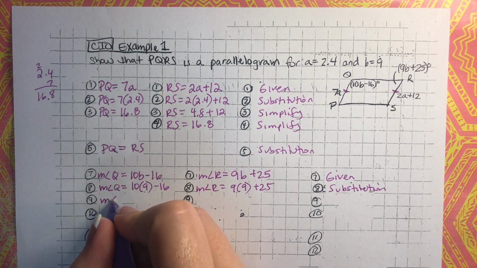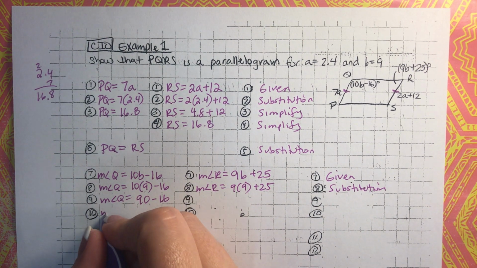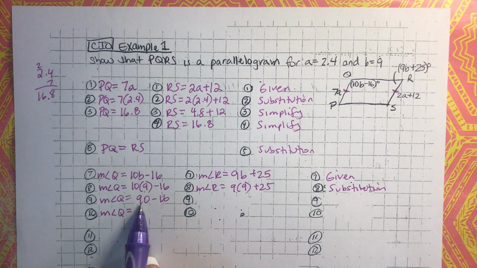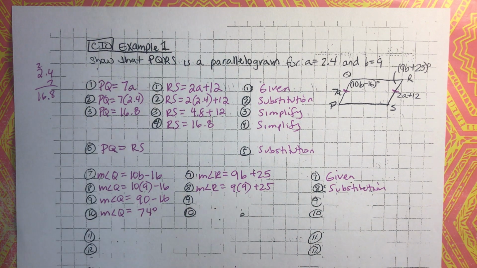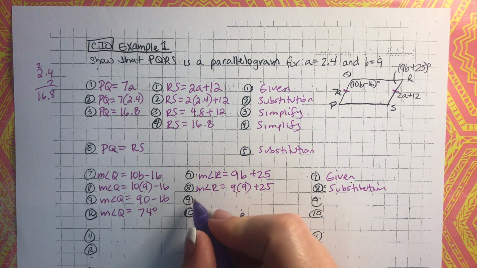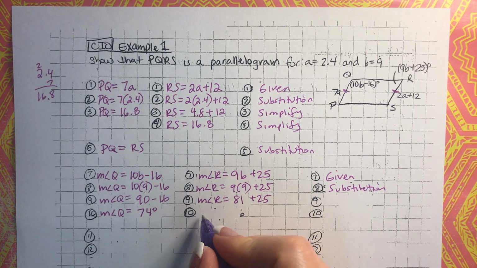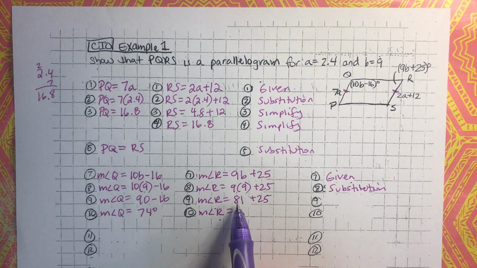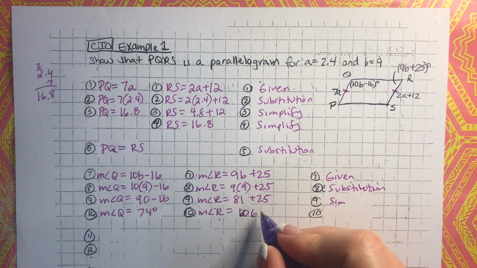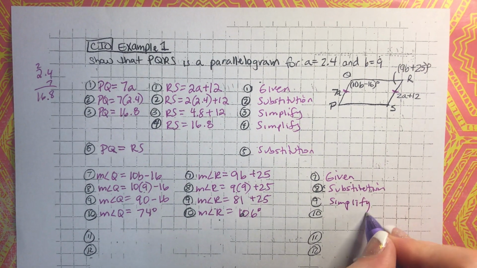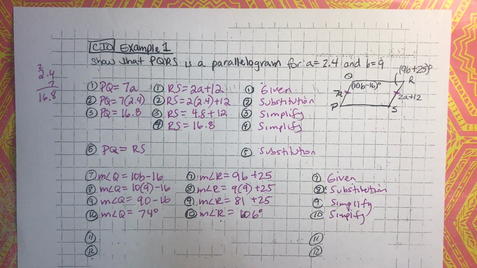All right, and then I'm going to work this one out. So 10 times 9 is 90, right? Minus 16. 90 minus 16, that would be 74 degrees. And then we got to do this one. 9 times 9 is 81, and that's going to be 106. Okay, this was what? Simplify degrees. Okay, so we have 74 and 106, right?